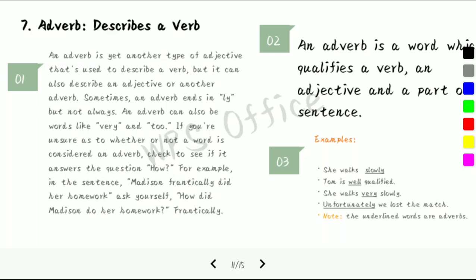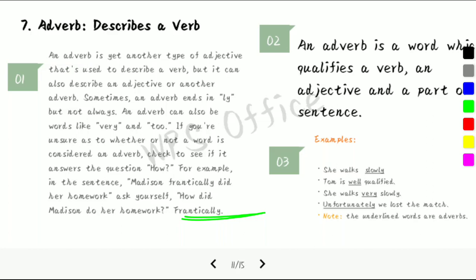If you are unsure as to whether or not a word is considered an adverb, check to see if it answers the question how. For example, in the sentence, Madison frantically did her homework, ask yourself, how did Madison do her homework? Frantically. And so we come to know that an adverb is a word which qualifies a verb, an adjective, an adverb itself, and a part of a sentence.